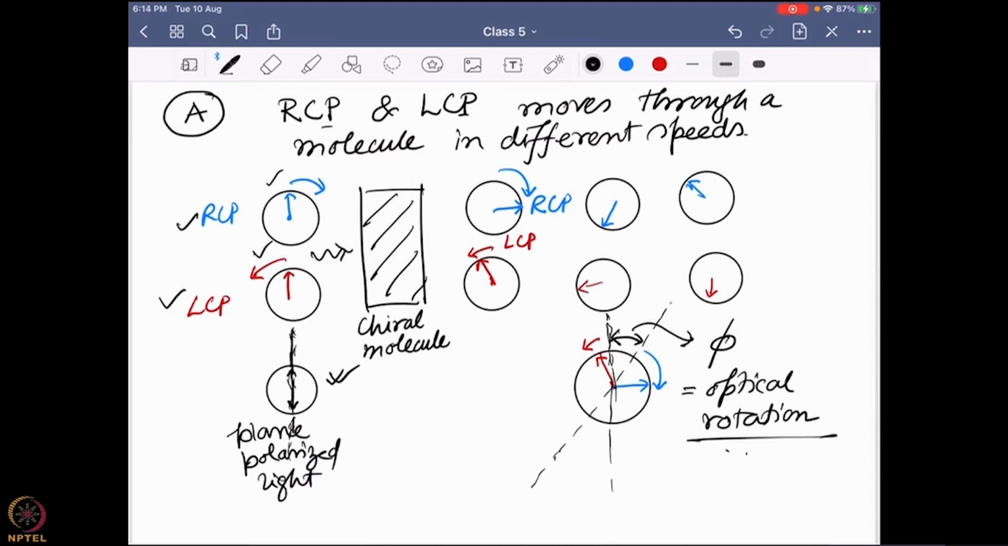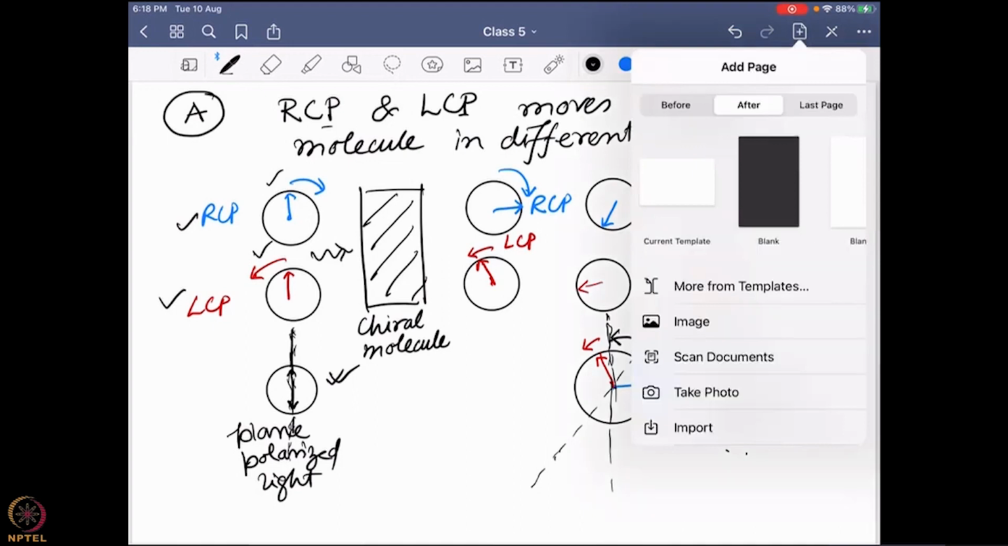So one of the enantiomers say interacts with the RCP more compared to the LCP. The opposite enantiomer will be doing exactly the opposite. That will be interacting with the LCP more than the RCP. Does it clarify, Akash? Okay. Any more questions?